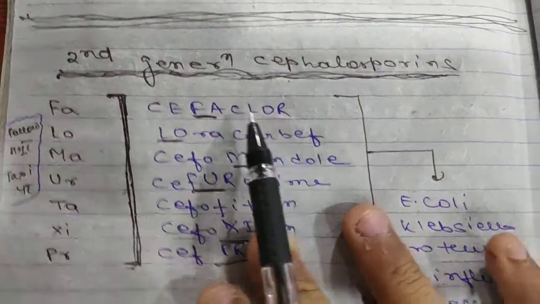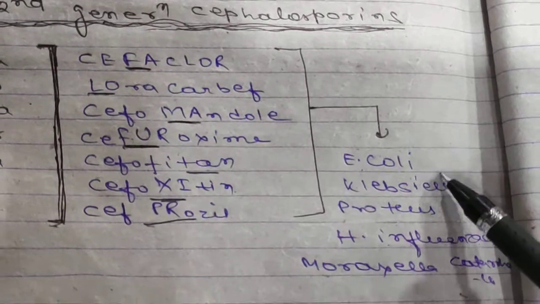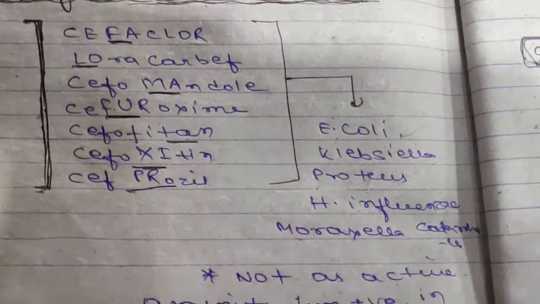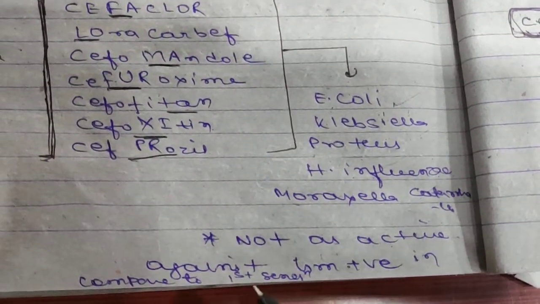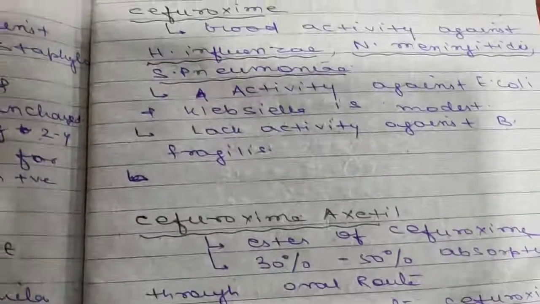So difficult to memorize, okay, but you can use this trick. Okay, and this group of drugs is mainly used for E. coli, klebsiella, proteus, Haemophilus influenzae, Moraxella catarrhalis. Okay, and these are not as active against gram positive compared to first generation. Okay, as we have seen the spectrum of all the generations of drugs.